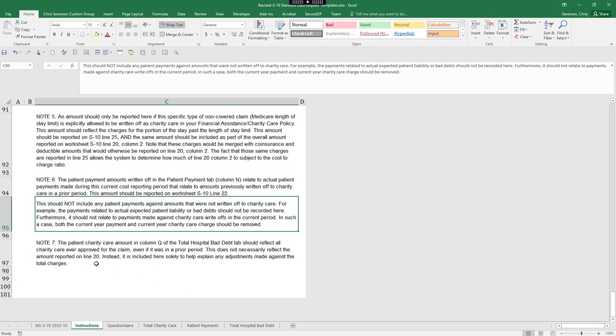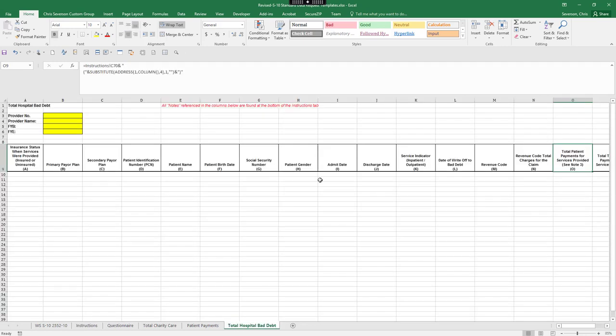That's the hospital bad debt tab. Note 7, the patient charity care amount in column Q of the total hospital bad debt tab should reflect all charity care ever approved for the claim, even if it was in a prior period. This does not necessarily reflect the amount reported on line 20 in this current year. It's included here solely to help explain any adjustments made against the total charges.